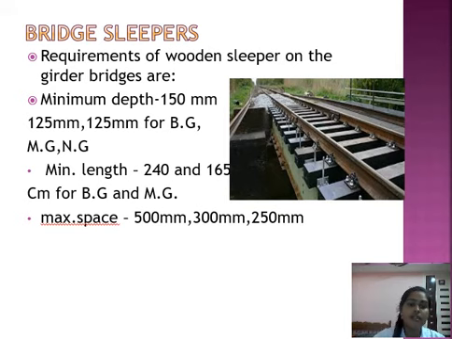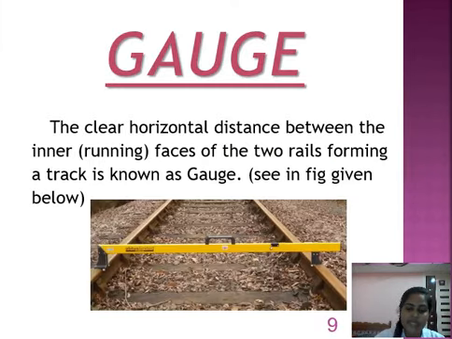So what are bridge sleepers? While providing sleepers in the bridges, we have to consider some requirements. What it means is minimum depth. So the minimum depth of this sleeper, that is the minimum height of the sleeper, is 150 mm for broad gauge, 125 mm for meter gauge and 125 mm for narrow gauge. You all know what is gauge. Gauge is the distance between the two rails, the inner faces of the rails.